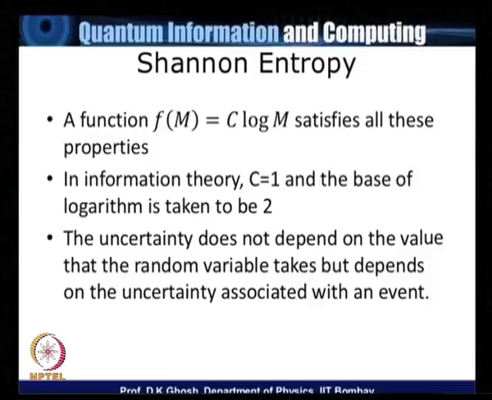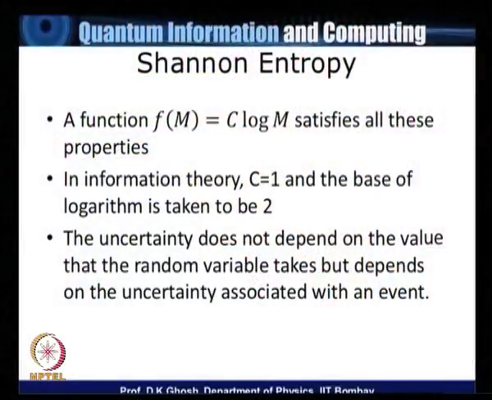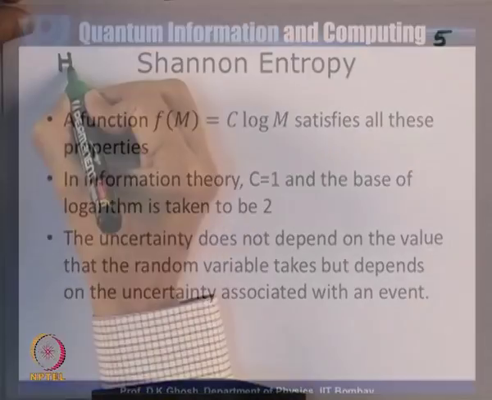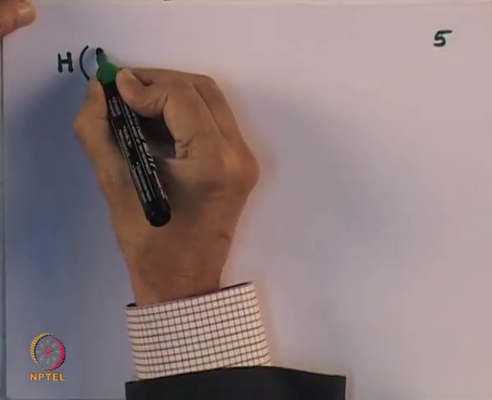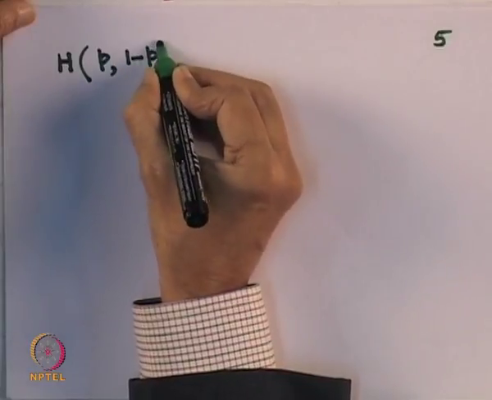Now, what we do is the following. Remember, our idea is to primarily find an expression for the uncertainty function H. What we have done is to get a relationship for the F of M function, which is the same function as H, but where the probabilities of possible events are all equal. And we have seen the logarithm is a good function for that. Now, suppose I consider just two events, just to make it simple. So, my information function, uncertainty function will be H of p, 1 minus p by definition.